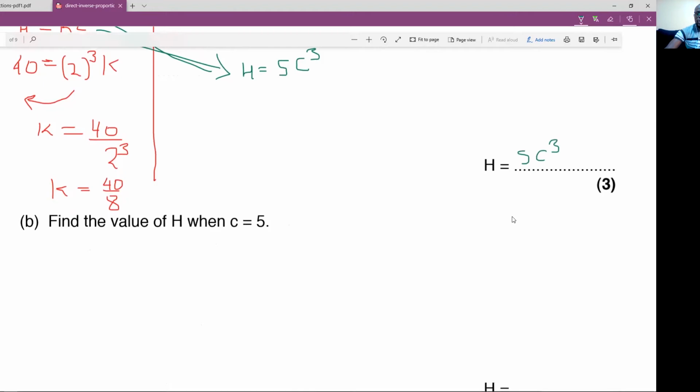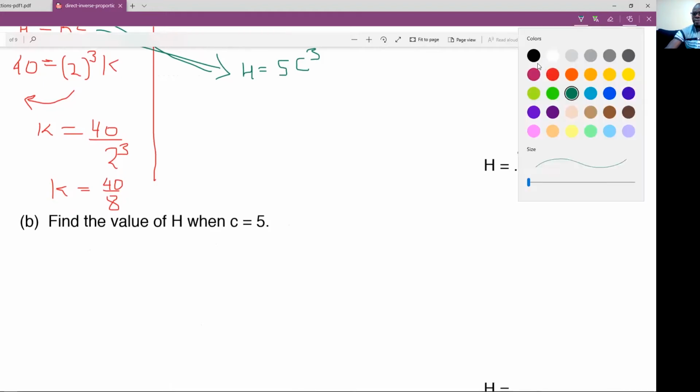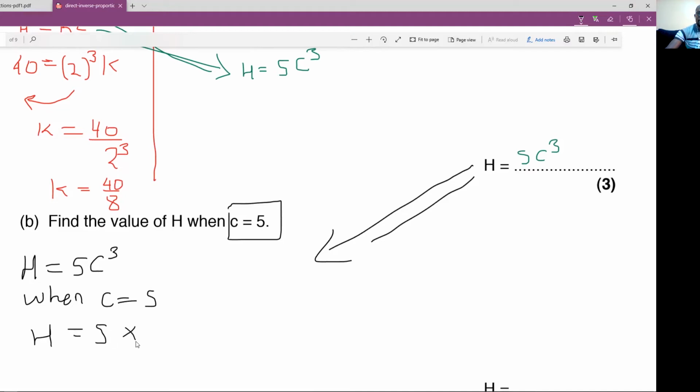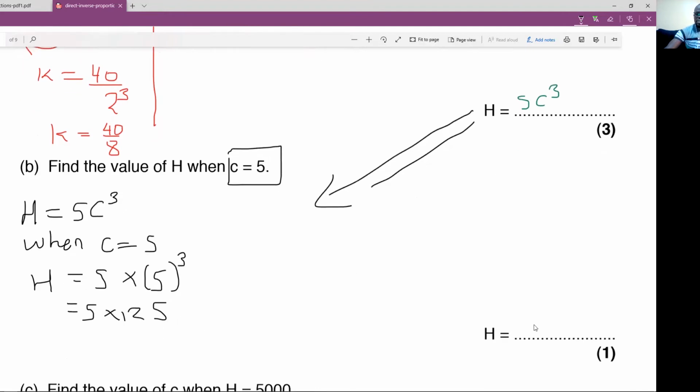It says find h when c is 5. So we just have to borrow our formula. Our formula says h is 5c power 3. So when c is 5, as we have been told in this part of the question, h equals the constant 5 multiplied by c, which is 5 this time round, cubed. So I want to do 5 times 5 cubed, or 125. If you do 5 cubed in your calculator, you'll find the answer to be 125. If you work that out, you're going to end up with 625. 625 is the value for h when c is 5.